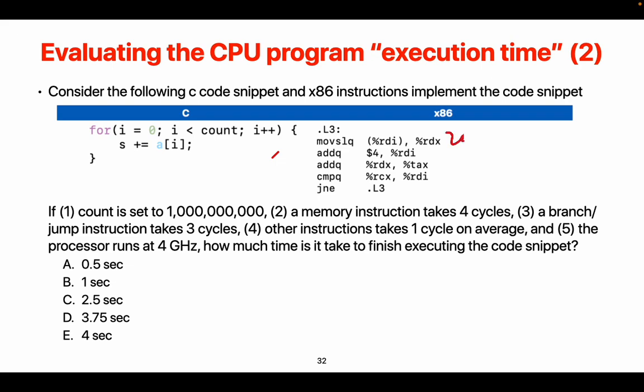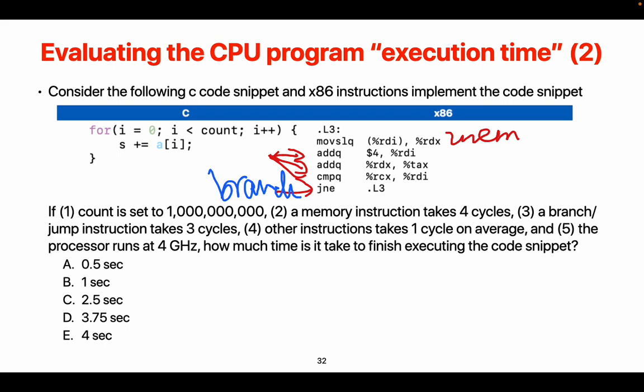Okay, so this is a memory one, right? How about the second one? Then there is the JNE at the end. So that's one branch and jump, a branch, right? And then the rest are all a CPI of 1. Why? Because they're not memory instructions, they're all operating on the registers. Okay, so they are all arithmetic operations.